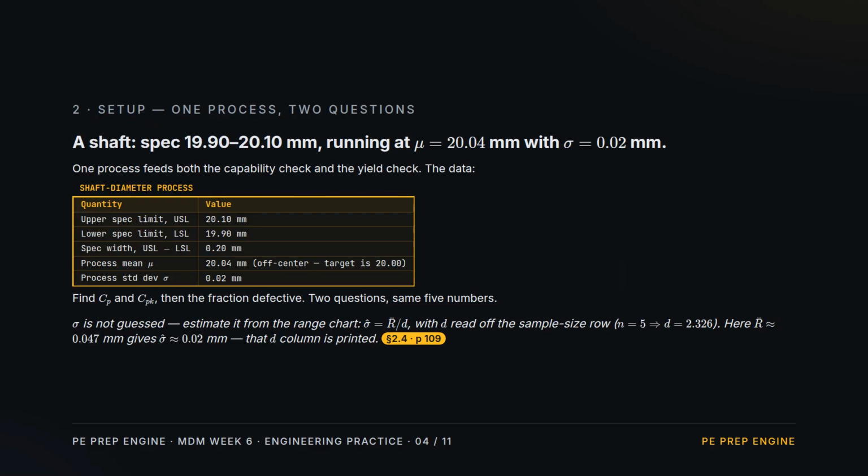Setup: 1 process, 2 questions. A shaft with an upper spec of 20.10 and a lower spec of 19.90, so a spec width of 0.2 of a millimeter. It's running at a mean of 20.04, off the 20.00 target, with a standard deviation of 0.02. Where does that sigma come from? You estimate it from the range chart, R bar over d2, with d2 from the sample size row. Now the same 5 numbers answer both the capability and the yield question.